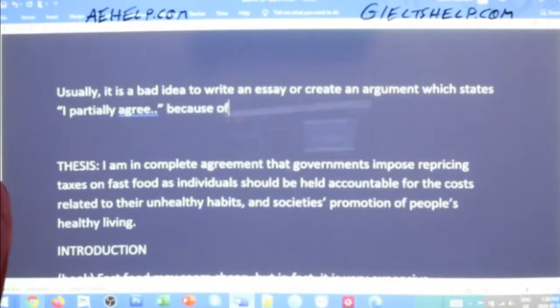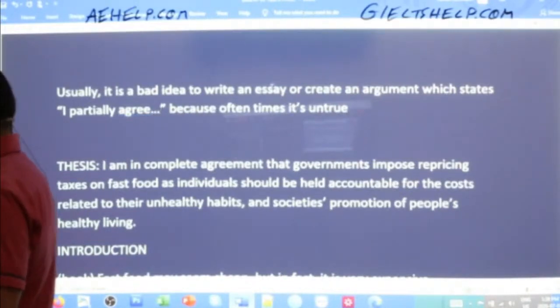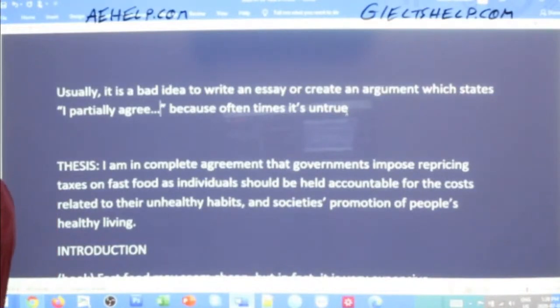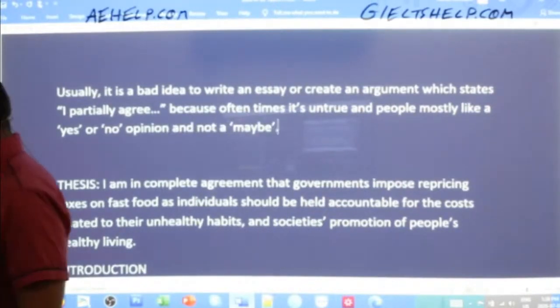Okay, so I partially agree, because oftentimes, like in this essay, it's untrue. Okay, there's no real benefits to fast food other than luxury, and it's fast, but it's not really truly a benefit in the long run. So because oftentimes it's untrue, and people mostly like a yes or no opinion and not a maybe. Okay? Partially agree is like a maybe. People don't like maybe. Okay?